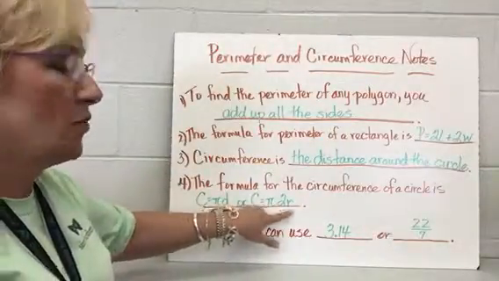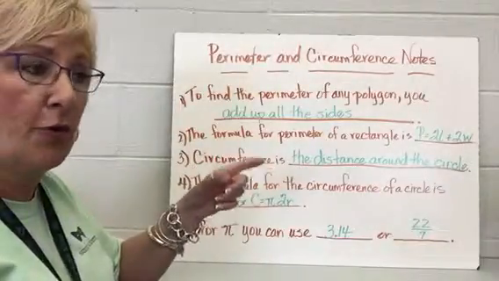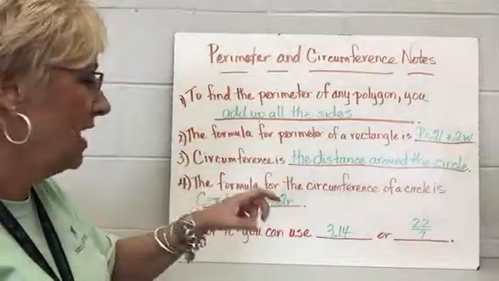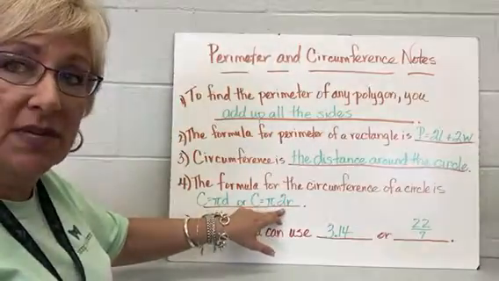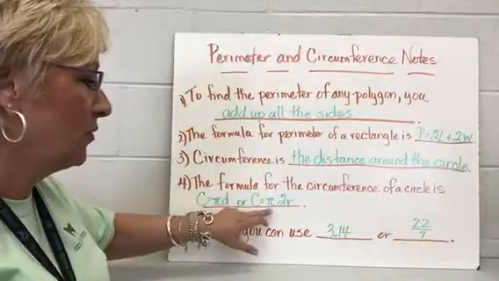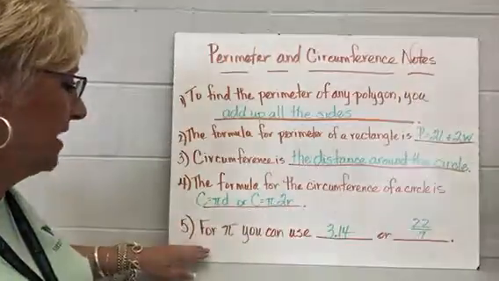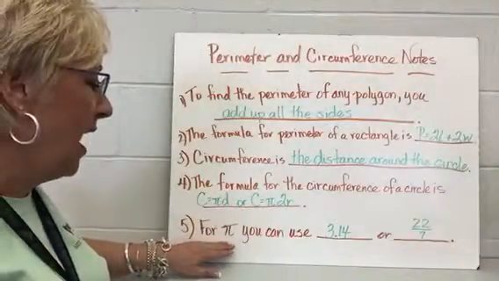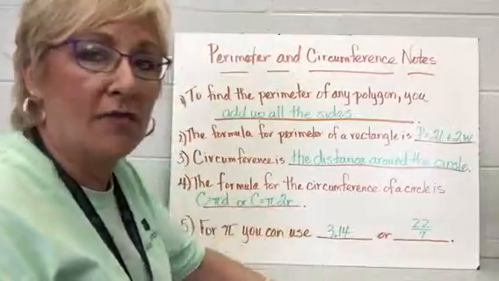Sometimes it only gives us the radius, which is half, from the point of one side of the circle to the center of the circle. If that happens, we have to double the radius in order to get the diameter and multiply that by pi. So it would be circumference equals pi times 2 times the radius, which will give us the diameter. For your pi, you can use 3.14 or 22 over 7.